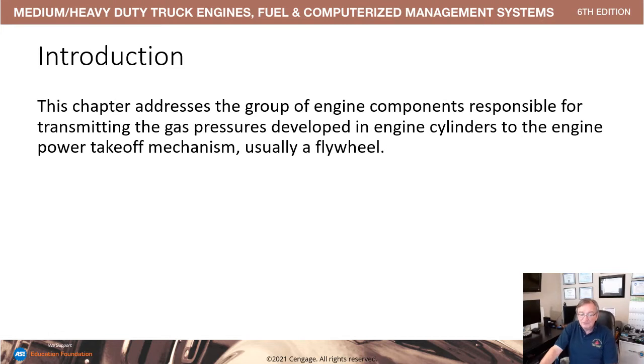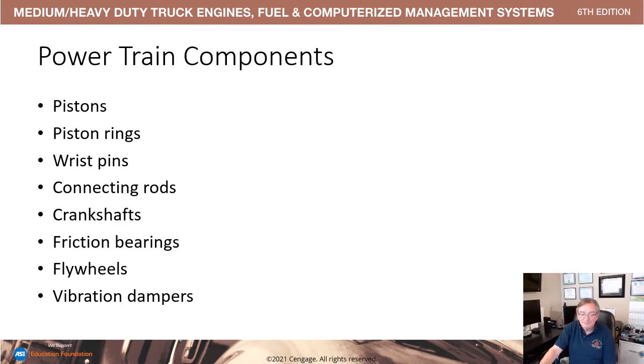Okay, this chapter addresses a group of engine components responsible for transmitting the gas pressures developed by the engine cylinders to the engine power takeoff mechanism, usually a flywheel. Powertrain components: piston rings, wrist pins, connecting rods, crankshafts, friction bearings, flywheel, and vibration dampeners. They are all part of the powertrain, also known as the rotating assembly.